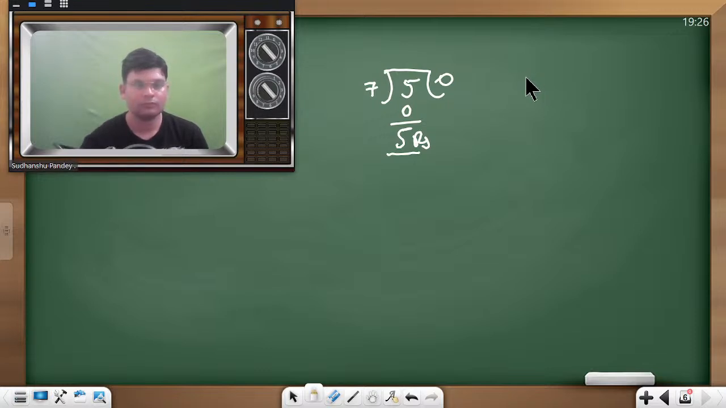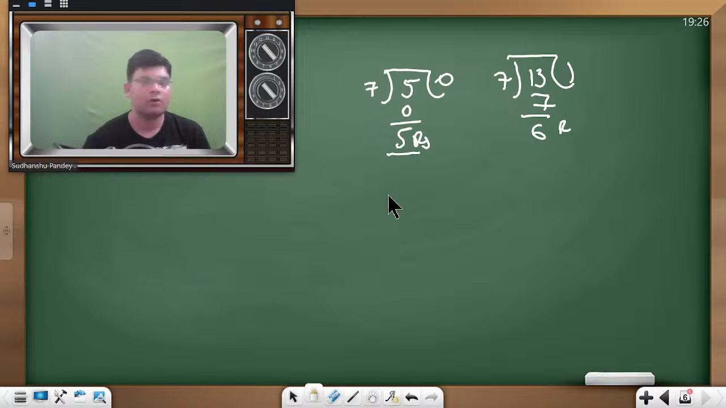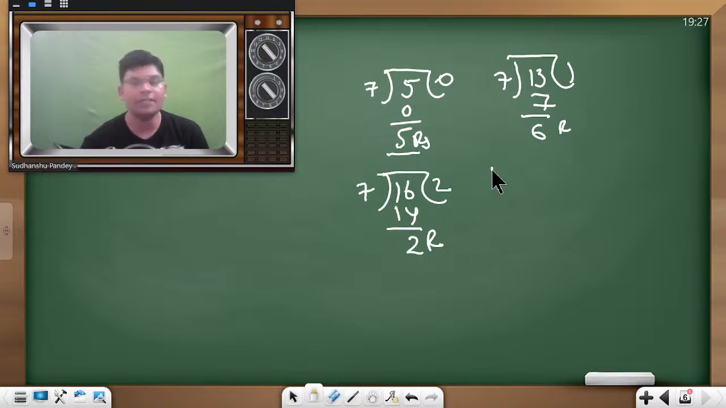Sir, 13. If I divide 13 by 7, the remainder is going to be 6. Okay, Sanvi, you tell me a number. 15. 16. Yeah. If I divide 16 by 7, I am going to get 2 as a remainder. Aditya, you tell me a number. So 17. If I divide 17 by 7, I am going to get 3 as a remainder.